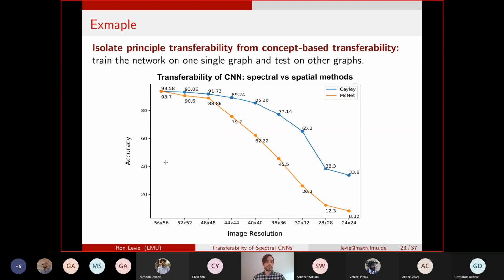In fact, this is not difficult to do, because we can take a network and train it on one fixed graph with a fixed resolution, so it doesn't have an opportunity to learn concepts that promote transferability. And then we test it on graphs with different resolutions. In this toy example, we took in blue a spectral approach and in red a spatial approach, and we compared the accuracy when you change the resolution, and we see that the spectral approach has competitive transferability capabilities. Now, of course, this is just one example. I'm not trying to say that spectral methods are more transferable than spatial methods.